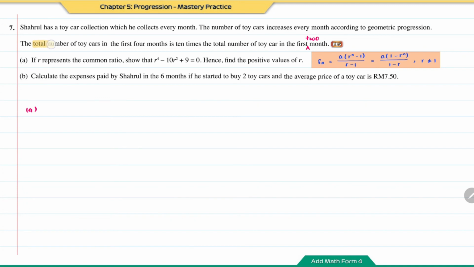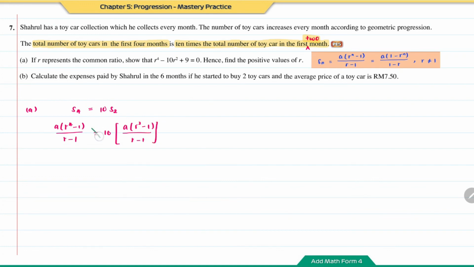Now, from this information, the total number of cars in the first 4 months, referred to as S4, is 10 times the total number of toy cars in the first 2 months. Therefore, it's going to be 10 times S2. Using this formula, it's going to be A bracket R to the power of 4 minus 1 over R minus 1 equals 10 times A bracket R to the power of 2 minus 1 over R minus 1.